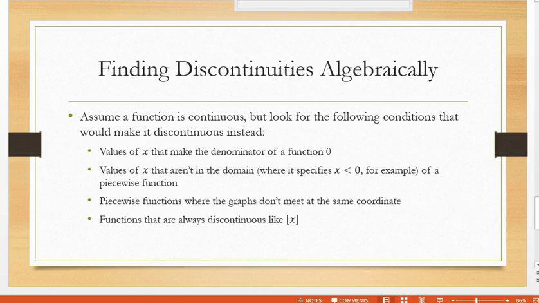And then there are some functions that are just always discontinuous. This one is the one that creates that ladder step function looking thing where you have open circles on one side, closed circles on the other, and it's just a bunch of different little steps all the way through.